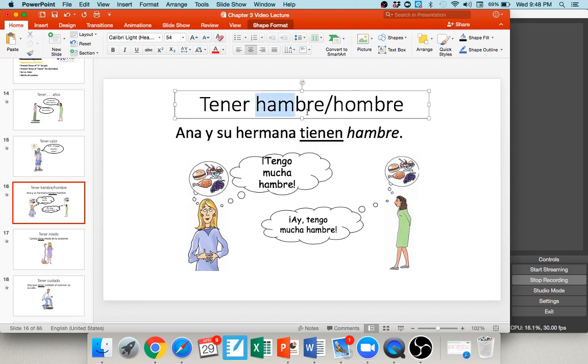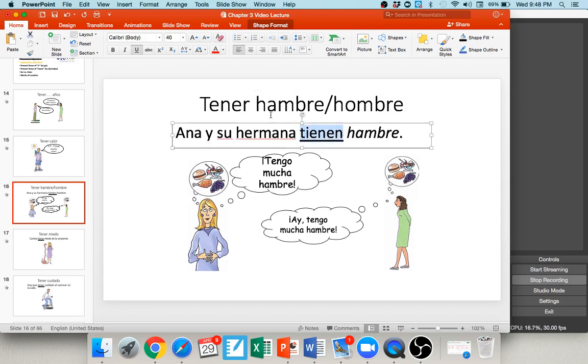This is also not hombre, okay? Be careful. The H is silent in Spanish, so we say hambre, hombre. Okay, so now we look at our sentence. It tells us Ana y su hermana tienen hambre. We use tienen because Ana y su hermana, Anna and her sister, would be they. So we're going to use that bottom right box. Our tener conjugation would be tienen. Ana y su hermana tienen hambre.